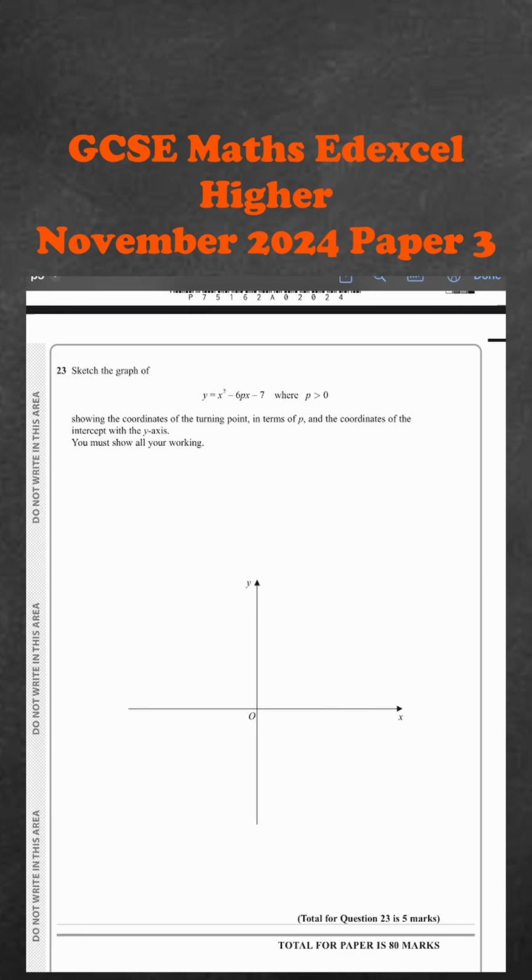And the final question on the paper, sketch the graph of y equals x squared minus 6px minus 7, where p is greater than 0, showing the coordinates of the turning point in terms of p and the coordinates of the intercept with the y-axis. You must show all your working.